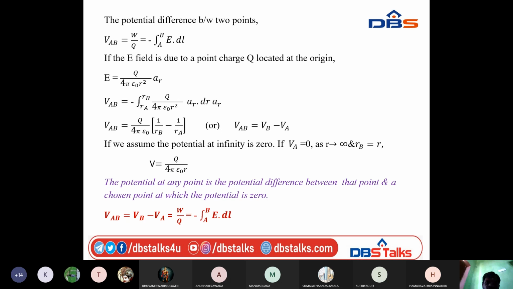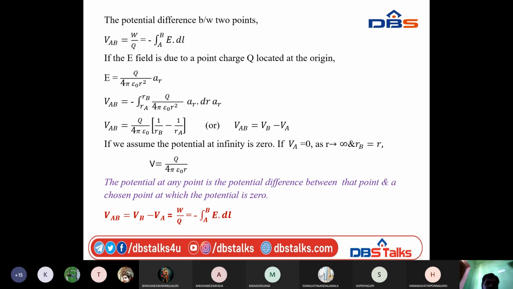Potential V equals work per charge, that is the definition. Work per charge means the electric field moving from A to B, where the minus sign indicates that the external force is being applied. And we already know the value of E: E is equal to Q by 4 pi epsilon r square times a_r. You can substitute this value into the above equation.